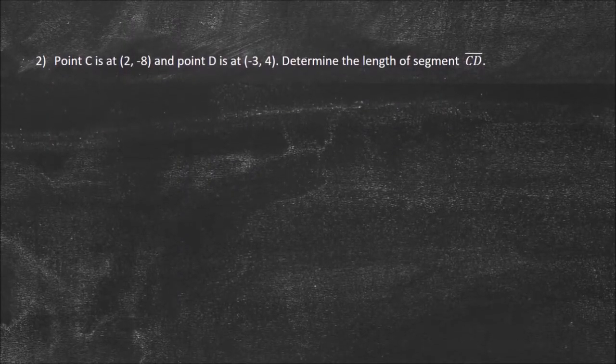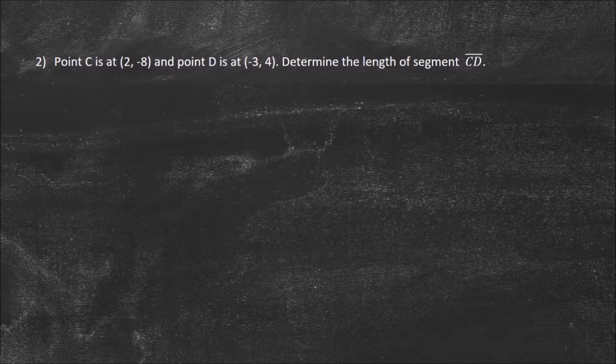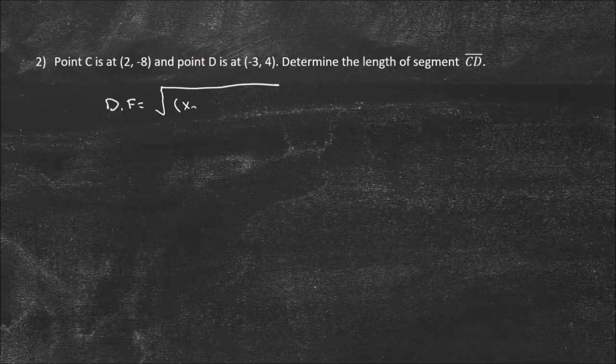So now it just says point C is at (2, -8), point D is at (-3, 4). Determine the length of segment CD. So now I just want to use my distance formula and plug and chug. So this is what's great about it, is now for this I don't have to draw a triangle. All I need to do is use the formula, which says x2 minus x1 squared plus y2 minus y1 squared. Just got to memorize this.